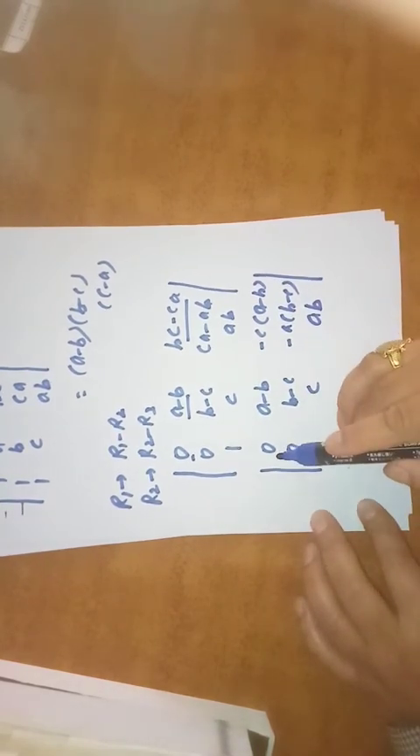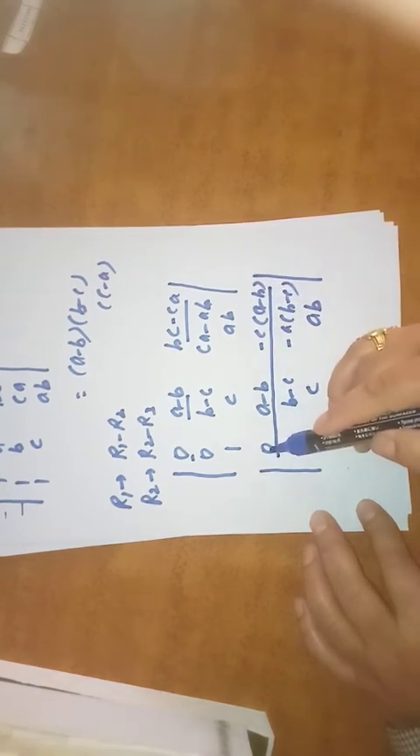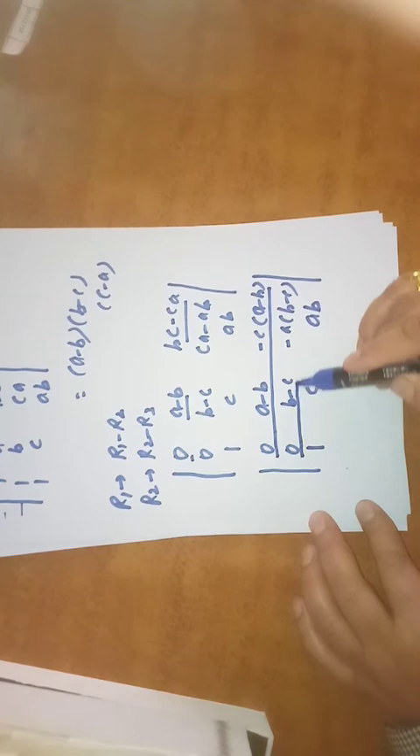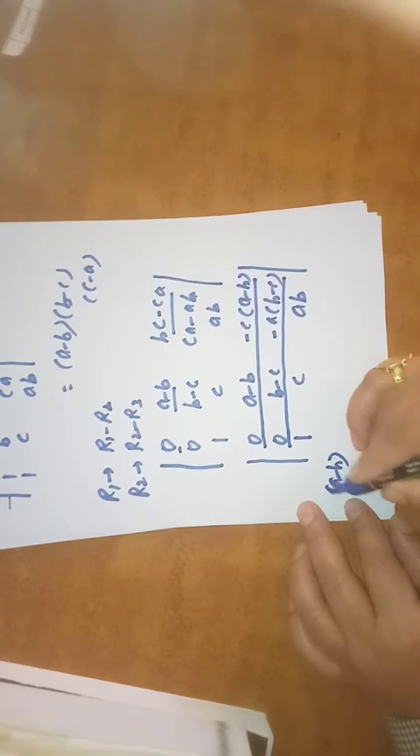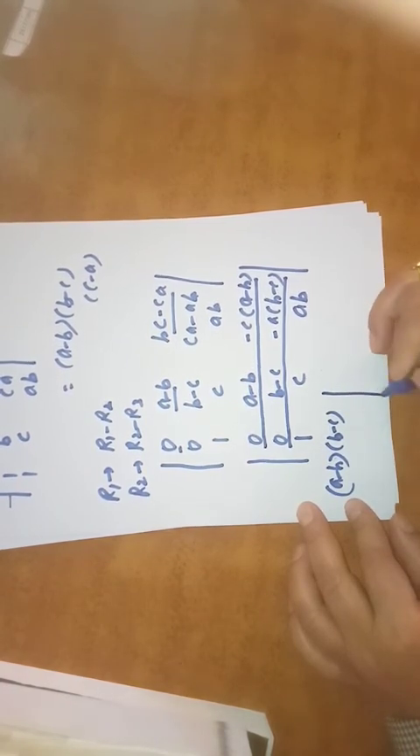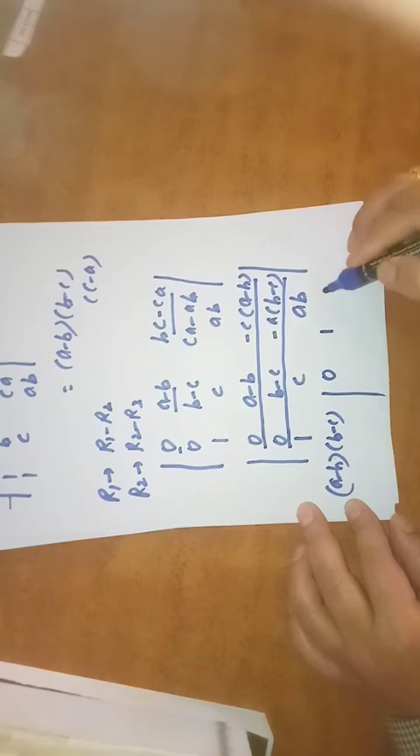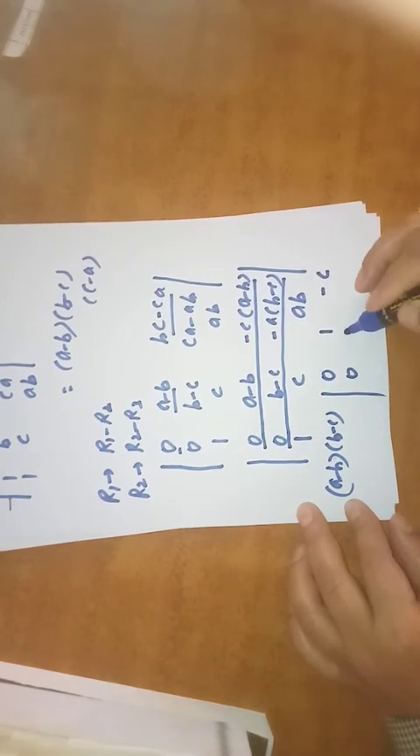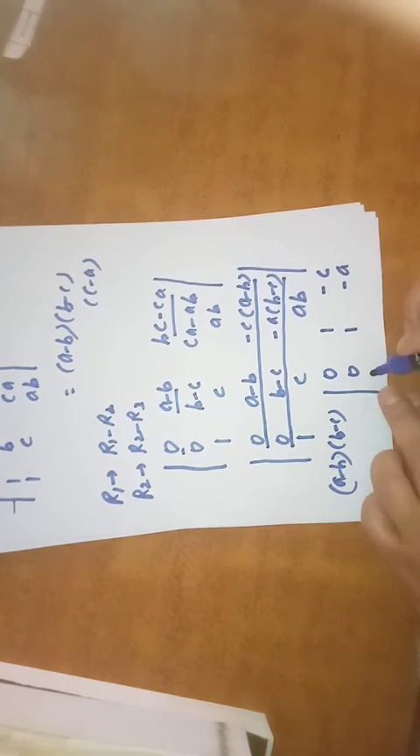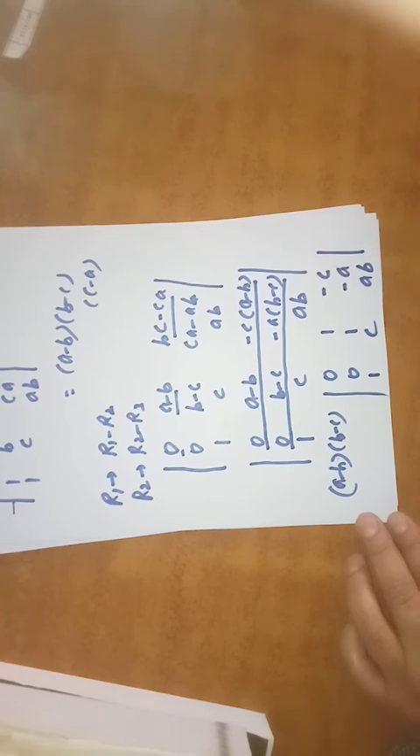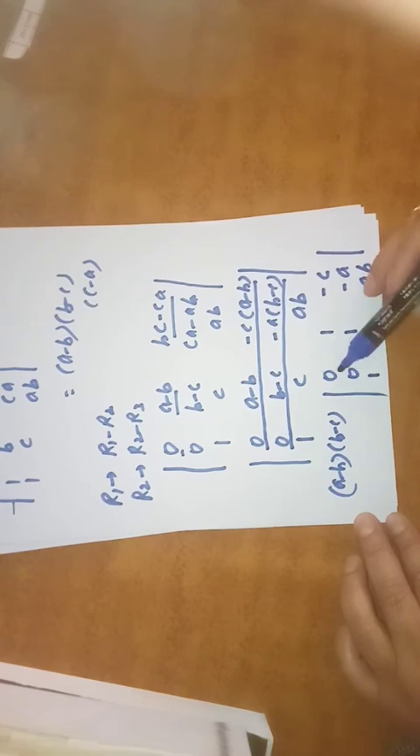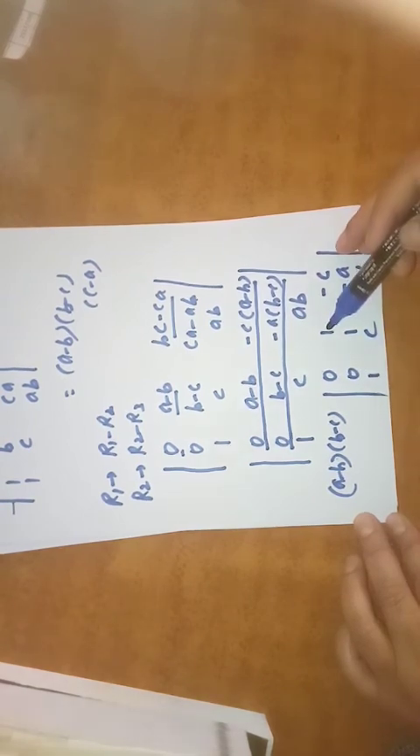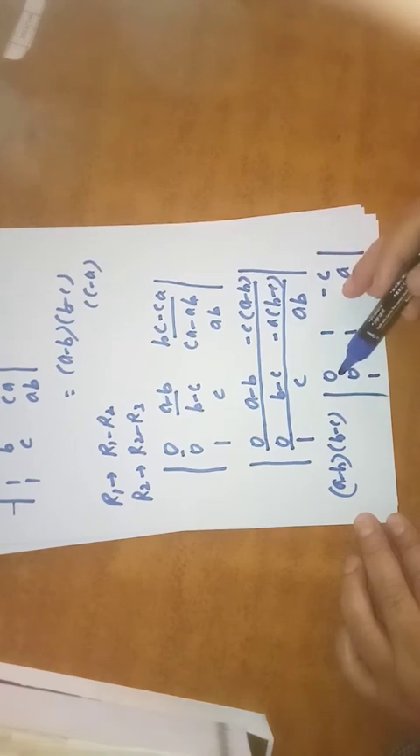If you see in the first row, a minus b is common because 0 can be written as 0 into a minus b. In the second row, b minus c is common because 0 can be written as 0 into b minus c. It becomes a minus b, b minus c common. Then inside the determinant is left 0, 1, minus c; 0, 1, minus a; 1, c, ab. Here one more 0 is possible at R1 or R2, so that the other 0 does not get disturbed. If you apply R1 changes to R1 minus R2, it becomes 0, and these two 0s will not get disturbed.